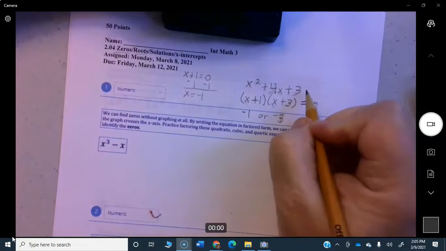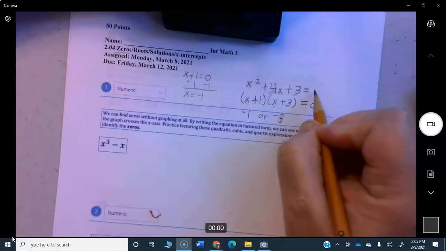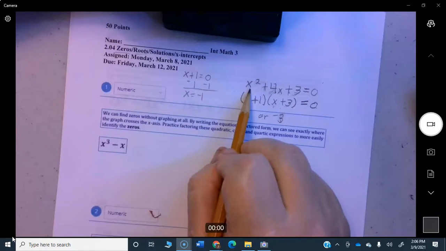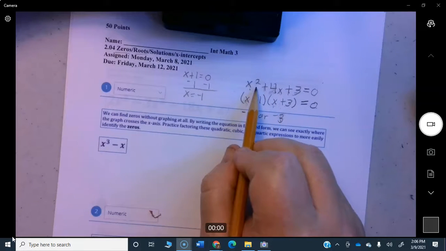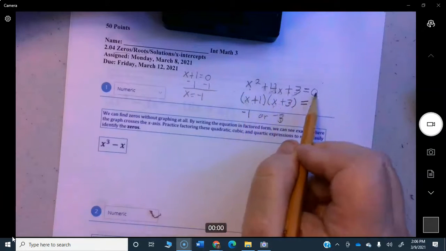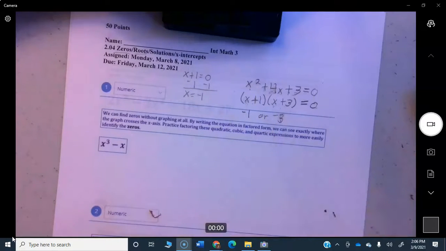Okay? One way you can prove that is you can go ahead and set this equation, because this is the same equation as that, equal to 0. Negative 1 squared is 1, plus 4 times negative 1 is negative 4, so 1 minus 4 is negative 3. Negative 3 plus 3 is 0, so that's true. And if I did the same for negative 3, I'd get also 0. So these are called zeros.